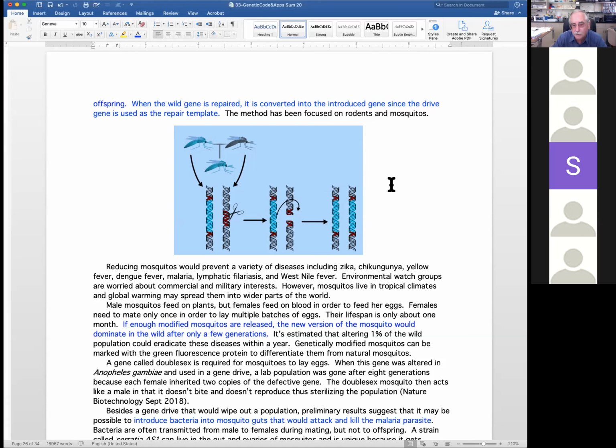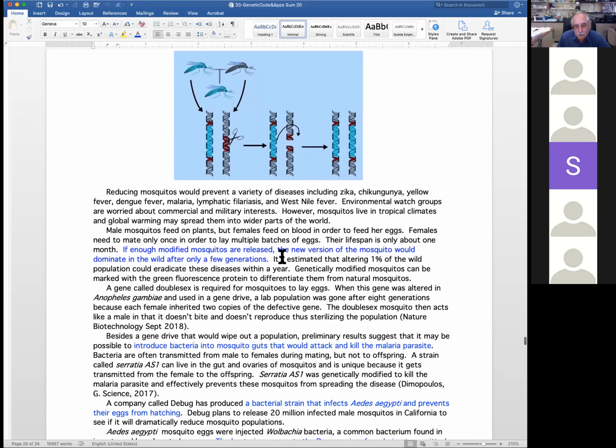rest of the population. You want to mingle them in with the rest of the population. Then when they start mating with that population, the gene propagates through that population. So if enough modified mosquitoes were released, a new version of mosquito would dominate in the wild after only a few generations, which is basically a few months, right? Altering 1% of the wild population could eradicate mosquito-borne diseases within a year.